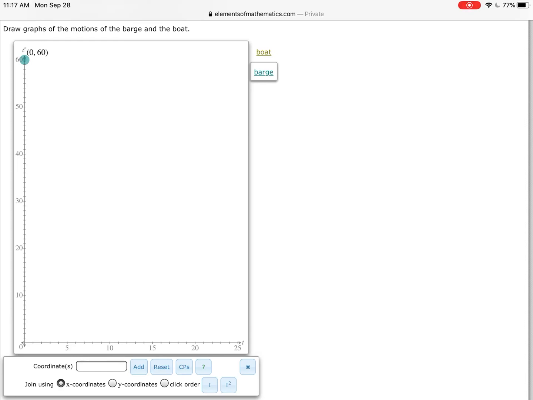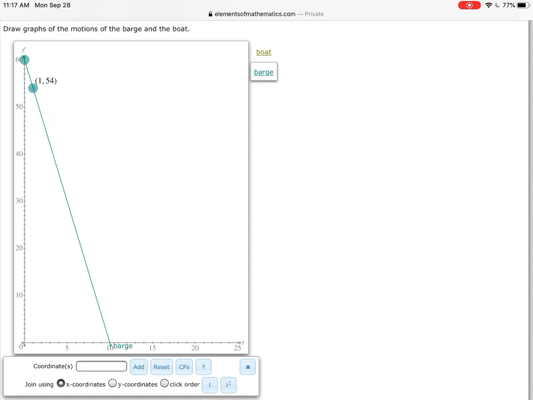If I'm just going down 6 over 1, like so, let's see, down 6 would be perhaps like this. So in 1 hour, it should be at 54. So let's move that there. Whoops. I think that'll work.